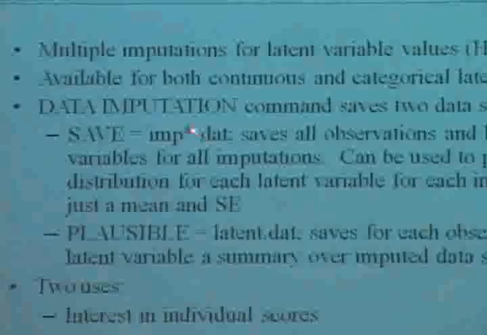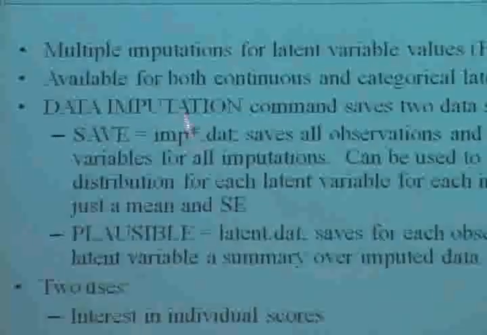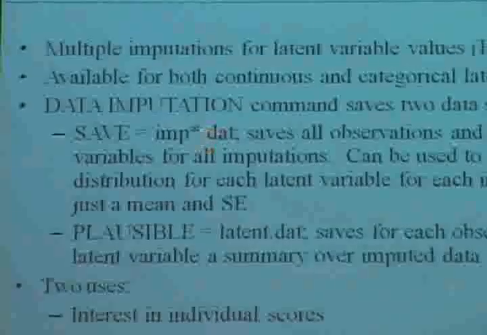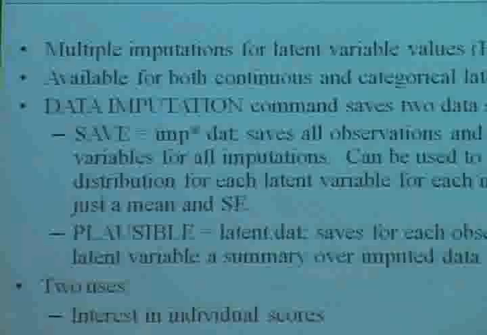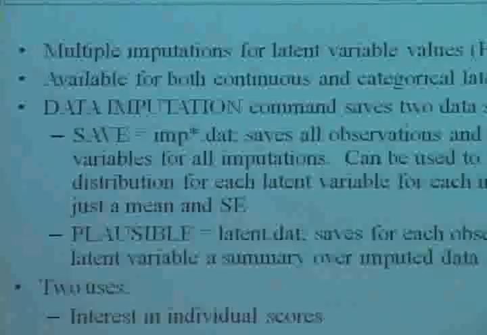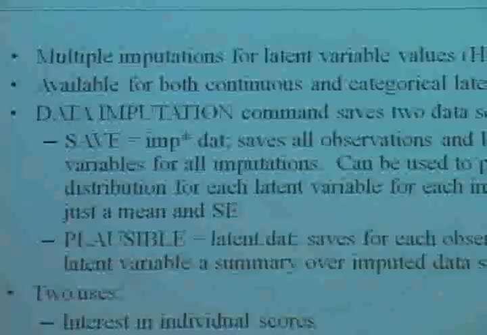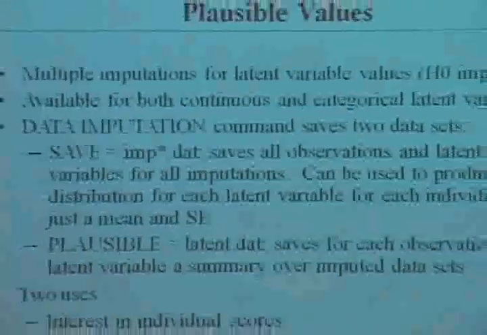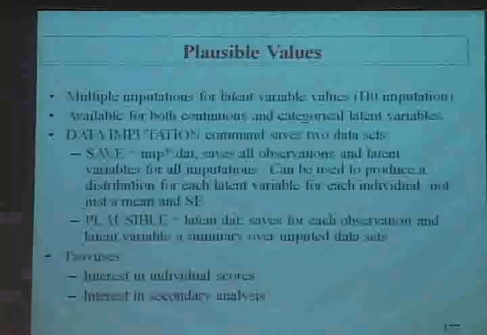So this star will mean that you're going to get imp1.dat, imp2.dat, and so on. You're going to get 100 separate files, and each file is going to contain the imputed value for every variable. And you can then use these files to produce the entire posterior distributions for the latent variables.